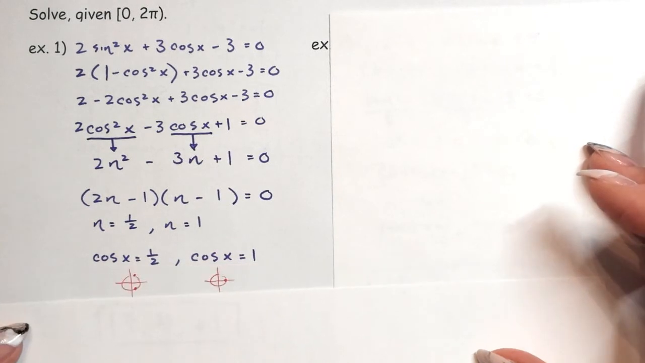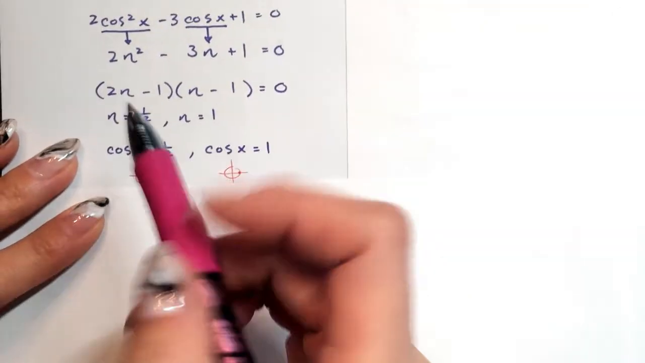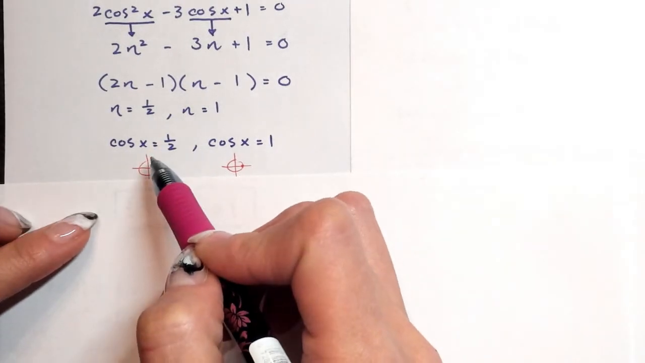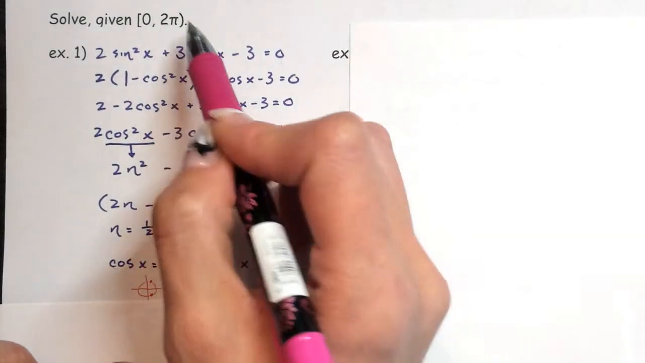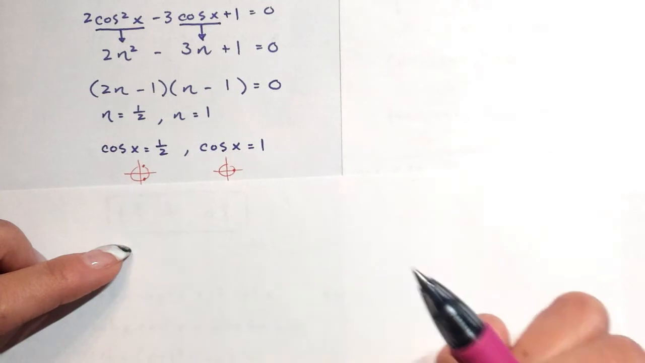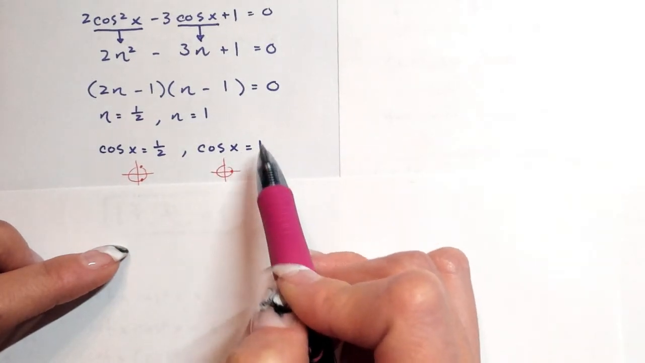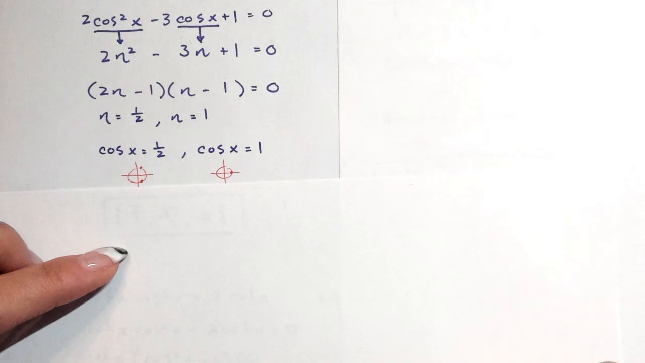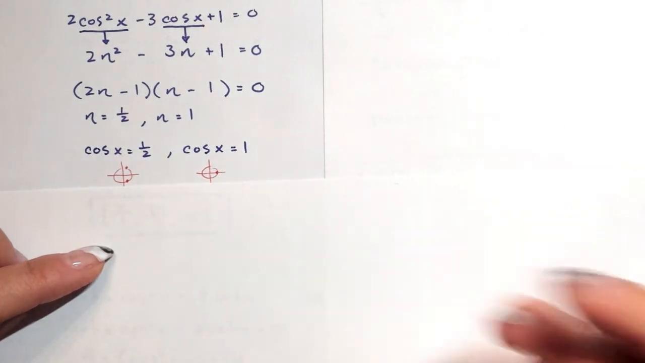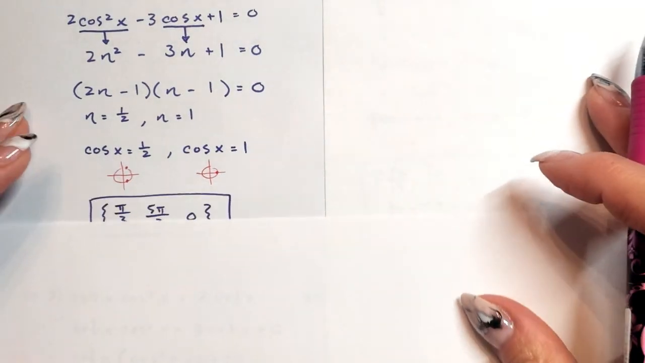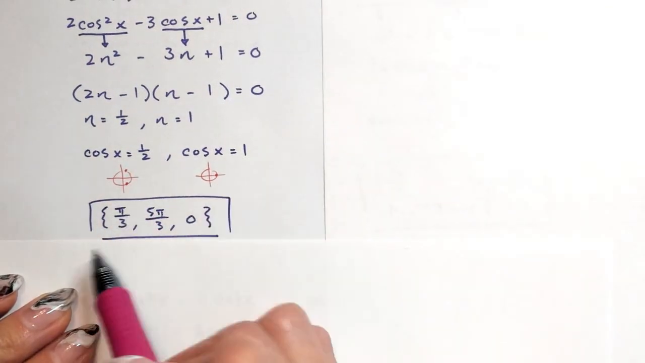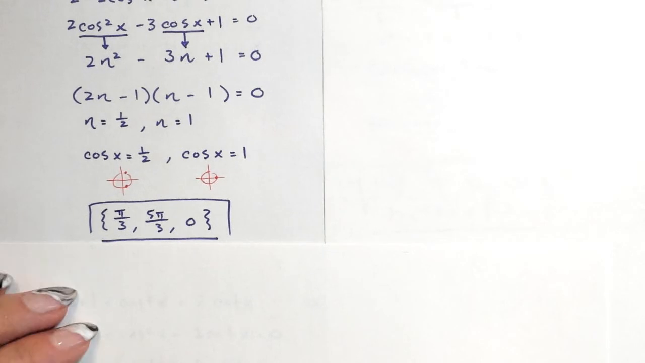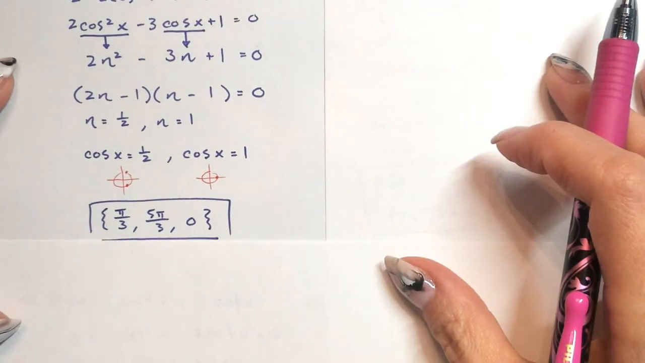Now we think about the unit circle. Where does that happen? Well, cosine of x is 1/2 at pi over 3, and over here at negative pi over 3. We don't want to use negative pi over 3 because we want positives, right? So pi over 3, and what is that, 5 pi over 3? And then cosine of x is 1 at 0, at 0 degrees, 0 radians. So we have 1, 2, 3 answers: pi over 3, 5 pi over 3, and 0. So we list our 3 answers. Okay. And then let's try the next one.